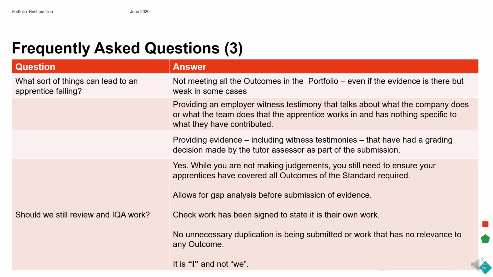We often get asked the question, what can lead to a fail within a portfolio? If all the outcomes are not met within a portfolio, or the evidence provided is weak, this may lead to a fail. Where employer witness testimonies are used, please ensure they discuss the evidence associated to the apprentice and what they have done, not what the team or company has done. Remember that all grading decisions have to be made by the independent endpoint assessor and not by centres.